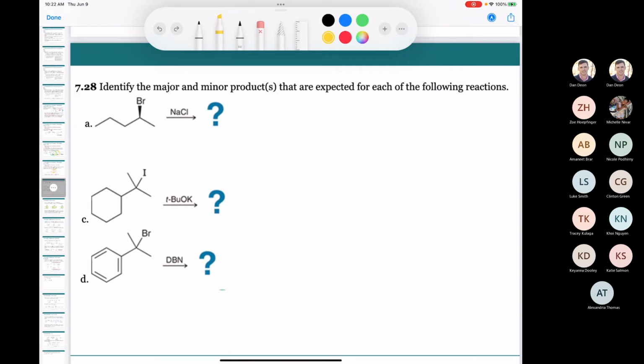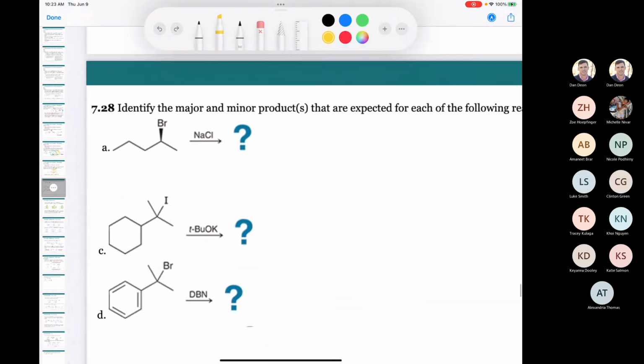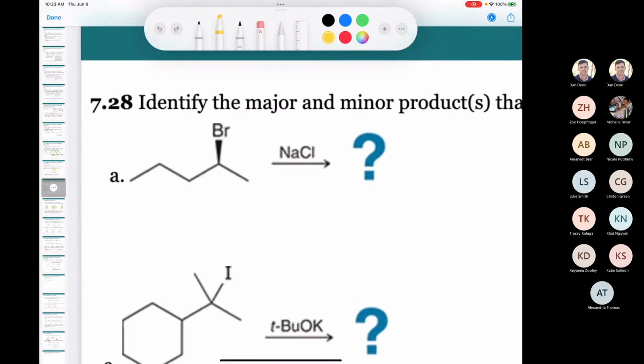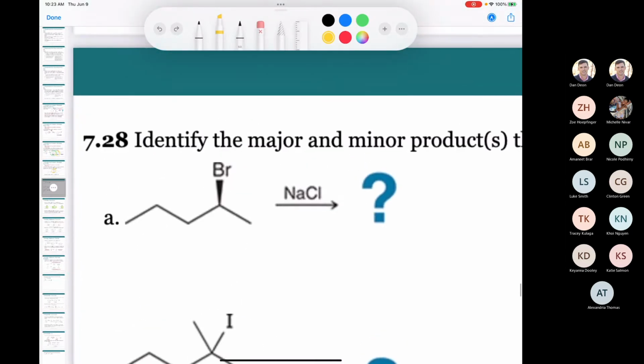But before we do that, why don't we try another practice problem and see if we can use that table to help us decide what the products will be of these reactions. So let's take a look. It says, identify the major and minor products that are expected for each of these reactions. Okay, let's take a look at the first one. I'm going to ask my students, what kind of substrate do we have here with this bromine? Would this be a primary, secondary, or tertiary alkyl halide? Can anybody tell me?